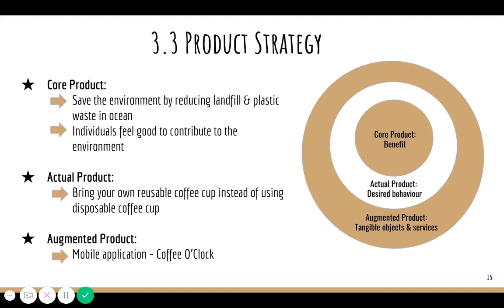The actual product is a specific way to achieve the desired behavior. For this intervention, it is to bring your own reusable coffee cup instead of using a disposable coffee cup. The augmented product is the tangible object or services to help perform the desired behavior. In this case, it is the Coffee O'Clock mobile application.